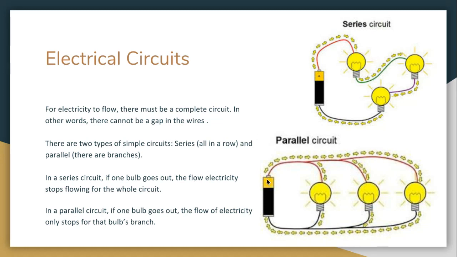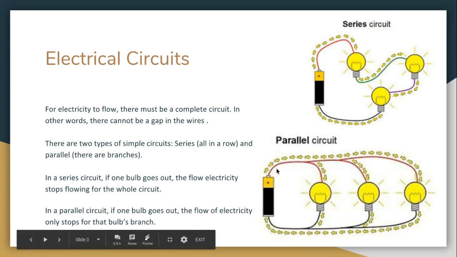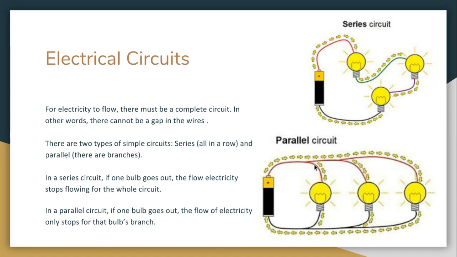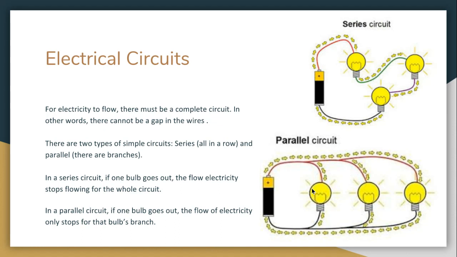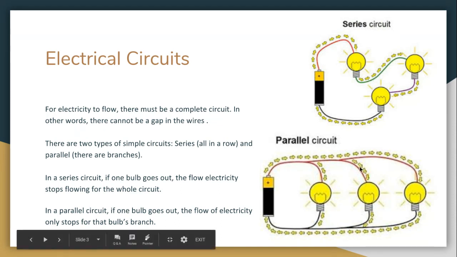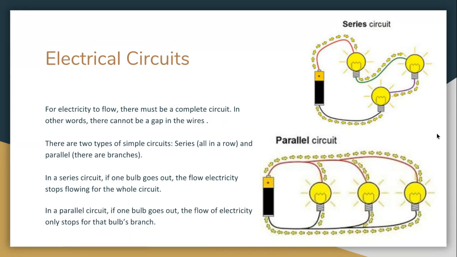Parallel circuits, on the other hand, they incorporate branches. So when you have the electricity flowing out of the battery here, there's a branch point. It could either go straight or it could turn. So when one of these light bulbs goes out, the electricity stops flowing for that particular branch, but it still has another path to go through. So it can continue flowing for the rest of the circuit.